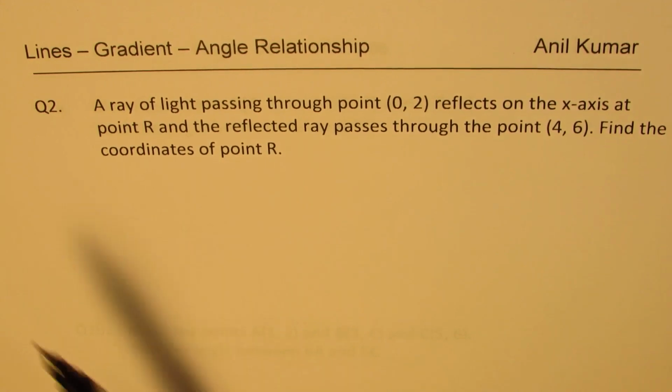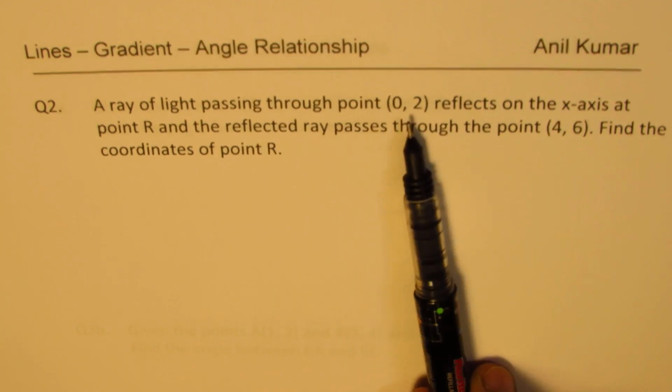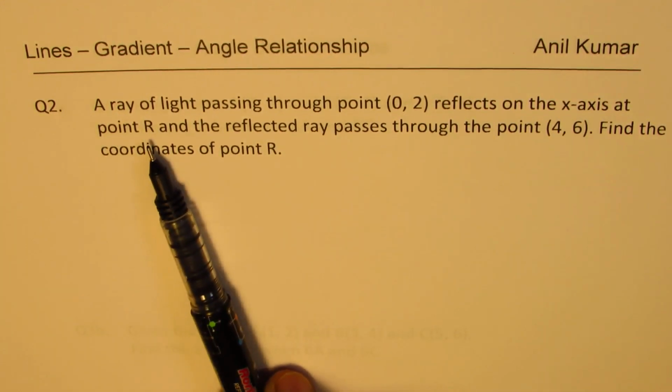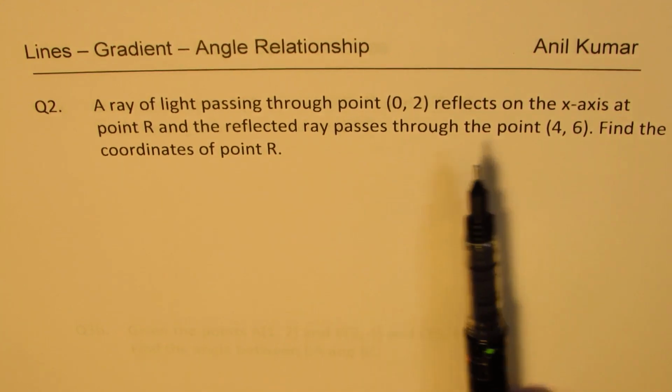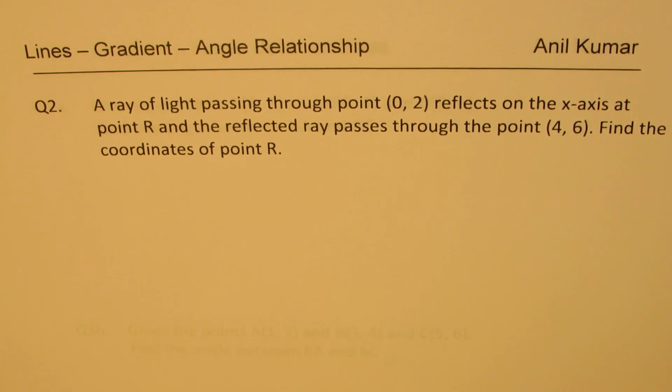Now question number 2 here is: a ray of light passing through the point (0, 2) reflects on the x-axis at a point R, and the reflected ray passes through the point (4, 6). Find the coordinates of point R. Now I'll take up this question after the break. Okay, you can try it meanwhile.